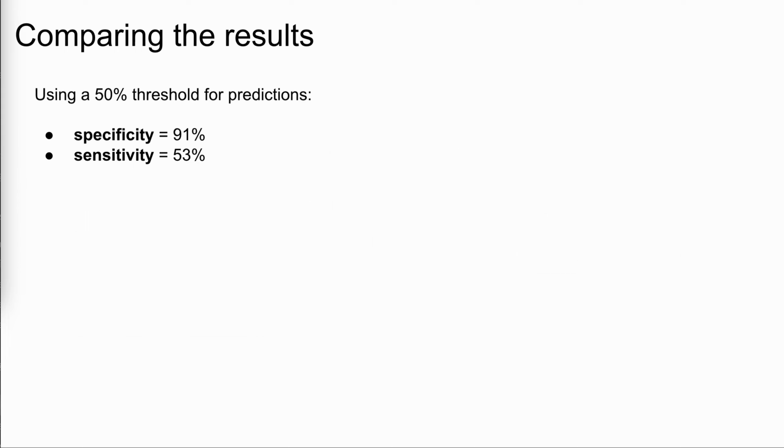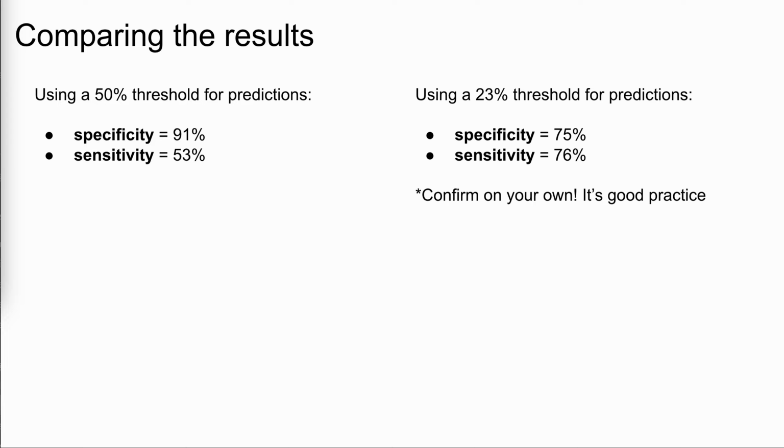Stepping back, recall that using a 50% threshold for predictions resulted in a specificity or true negative rate of 91% and a sensitivity or true positive rate of 53%. In contrast, you can and should, for practice, use the confusion matrix on the previous slide to confirm that using a 23% threshold results in a specificity of 75% and a sensitivity of 76%.